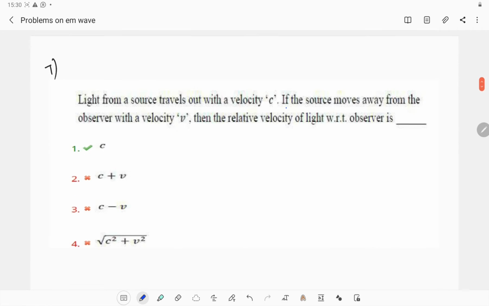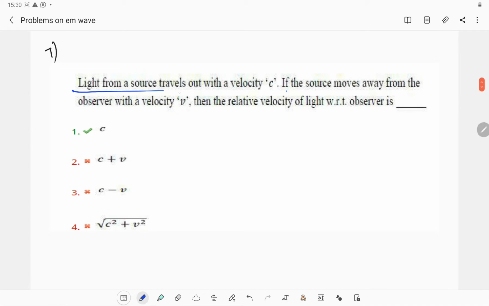The problem number 7. Light from a source travels out with a velocity c. If the source moves away from the observer with a velocity v, then the relative velocity of light with respect to the observer is. See, here the relative velocity of the source with respect to us does not change, it is the velocity of light only.